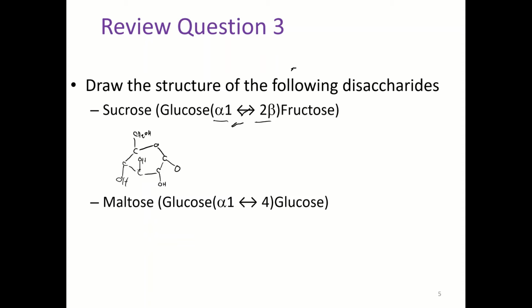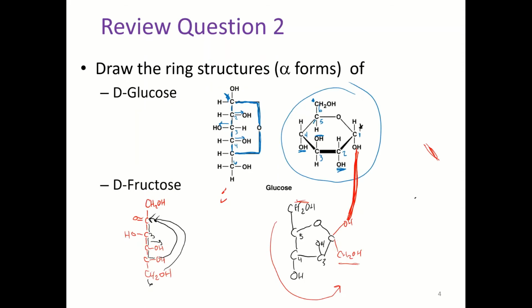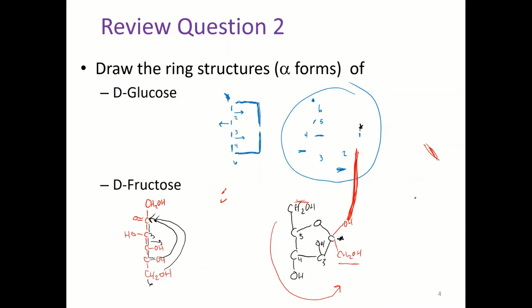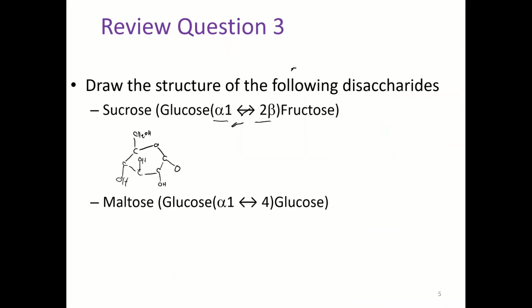Then we draw our fructose. Fructose is tough. Again, that anomeric carbon is where we're attaching to. In this picture, OH is up, and the anomeric carbon is on the right side. When we rotate it, the anomeric carbon will be on the left side, and O will be facing down. So that'll look something like this.